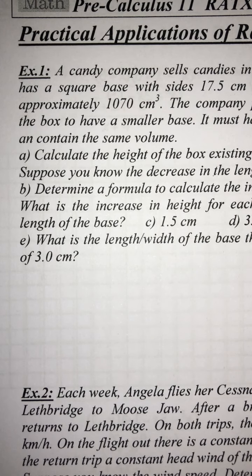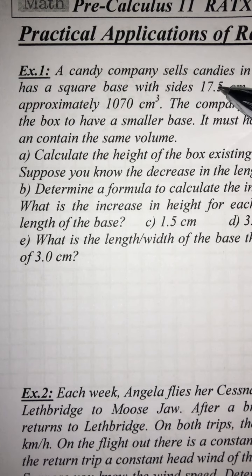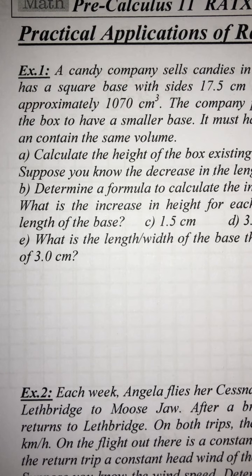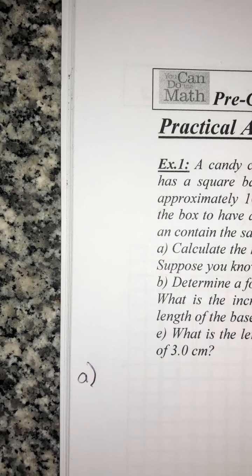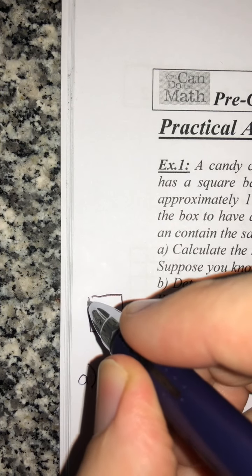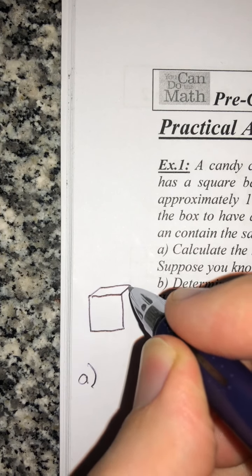So we got a candy company, they're selling boxes. The box has a square base, it tells you the sides of those, it tells you the volume, and then it says it wants to redesign it so that you have a smaller base of the box. It's squared, but you want the same volume. And we want to see what happens with that. So you can imagine here, if we draw out the box, if you want to draw 3D boxes here.